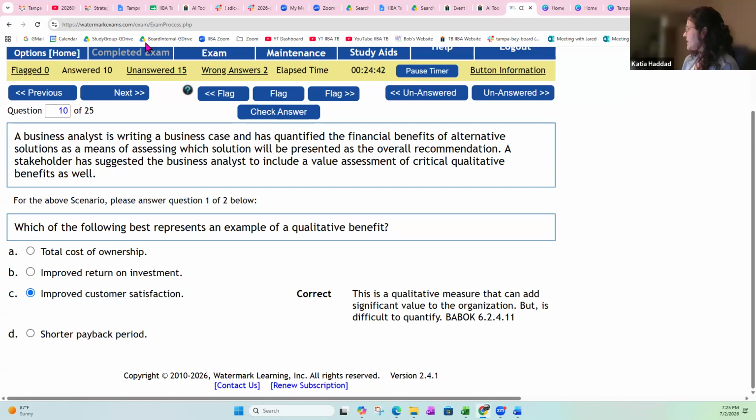It's chapter 6 even. What is chapter 6.2? It's chapter 6, define future state, 6.2.4. Define future state, and business cases are a tool in that one.